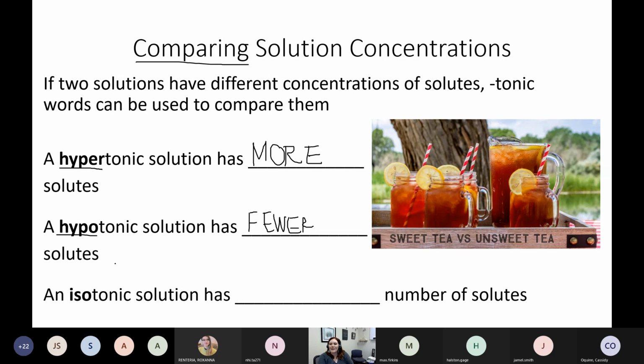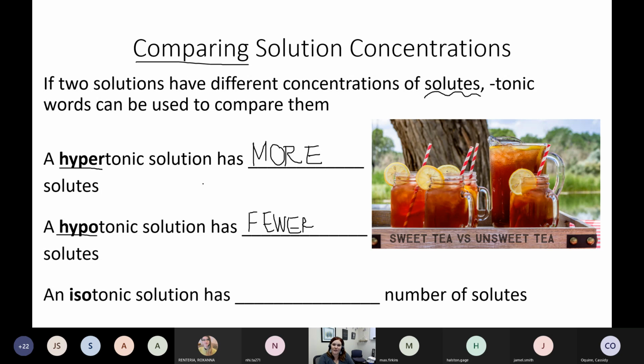When I'm talking about sweet tea and unsweetened tea, the difference between these two types of tea is the amount of sugar that they have in them. So I'm comparing these things called solutes, which is what I've dissolved in my liquid. So a solution that is hypertonic has more solutes. It has more dissolved things. A solution that is hypotonic has fewer dissolved things. So in the case of sweet tea and unsweetened tea, the thing we dissolve in it is sugar.